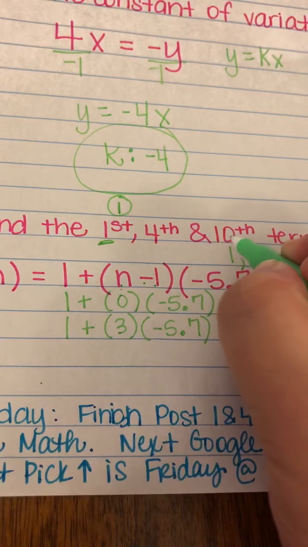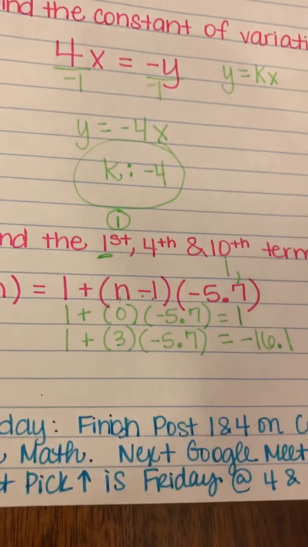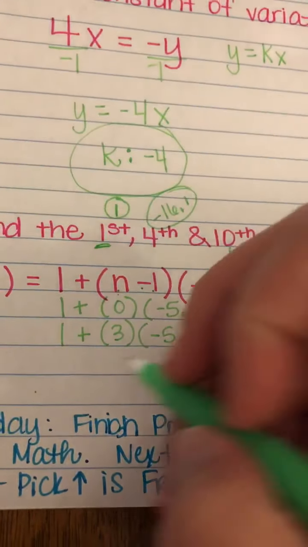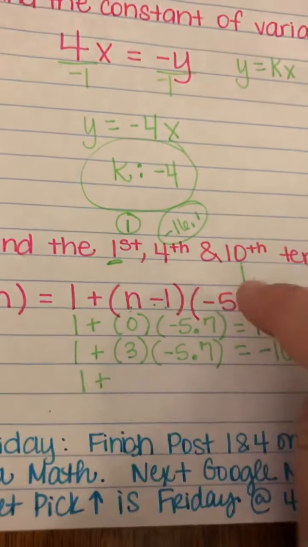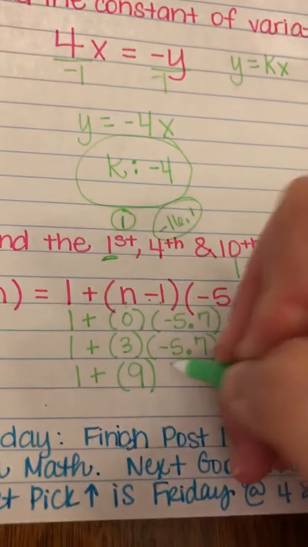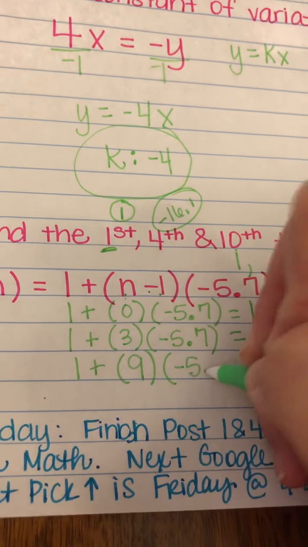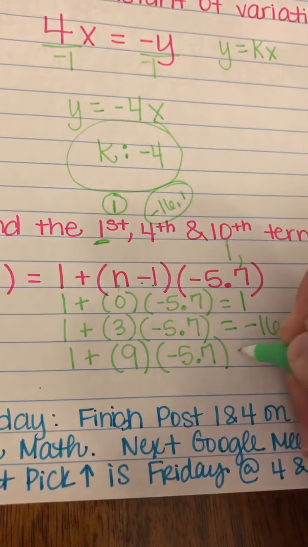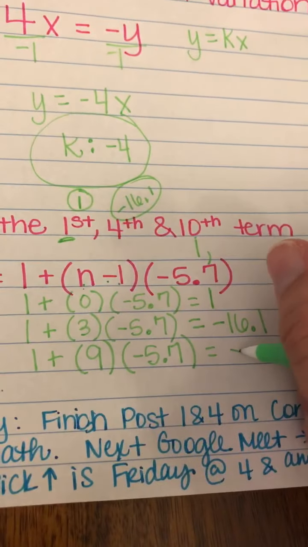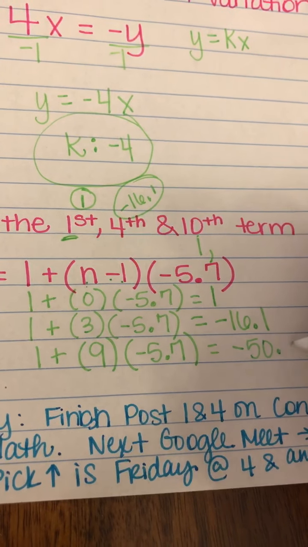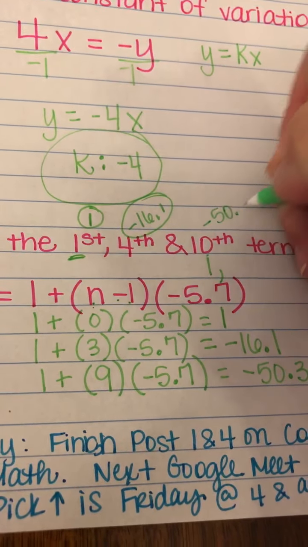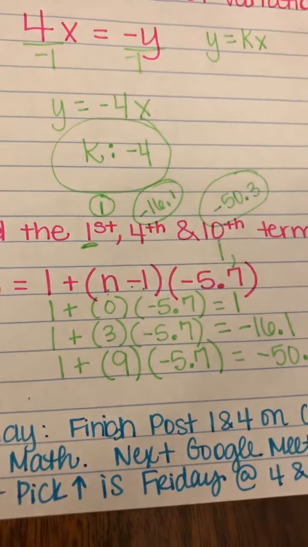And then when you plug in 10, so this one was -16.1 as your fourth term. So 1 plus, if I do 10 minus 1, that's really going to be 9. And then I'm still using that same difference that I found. You would multiply these and then add 1 back, and I got -50.3. So -50.3 would be the 10th term.